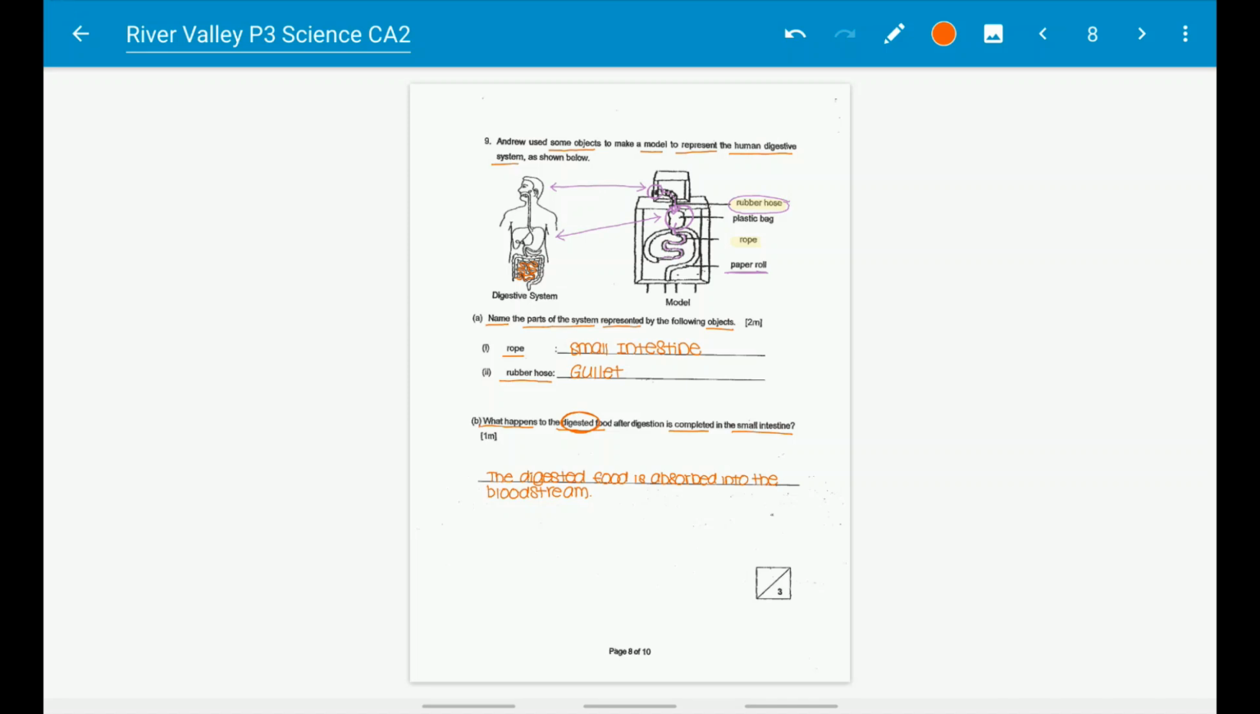Do any of you know what happens after it enters the bloodstream? Does it just stay in our blood? No. It is passed around the body through the blood, giving energy to the rest of our body. So that is how the digestive system works. With that, we are done with question 9.